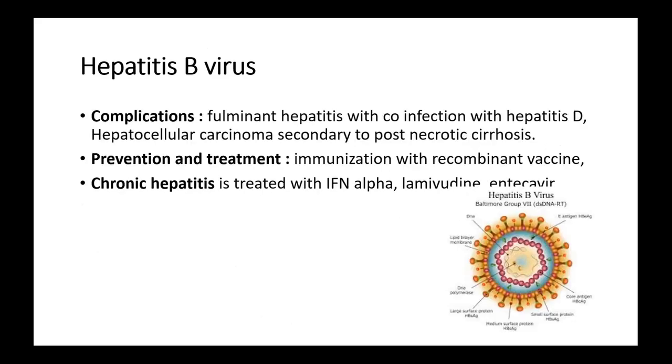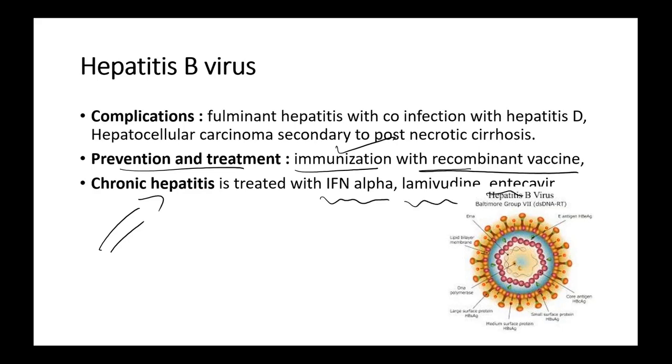So what are the complications? Fulminant hepatitis can happen if it is co-infected with hepatitis D, and hepatocellular carcinoma can happen long term. Prevention and treatment: immunization with recombinant vaccine. If the infection is chronic, you can treat with alpha interferon, lamivudine, and entecavir.